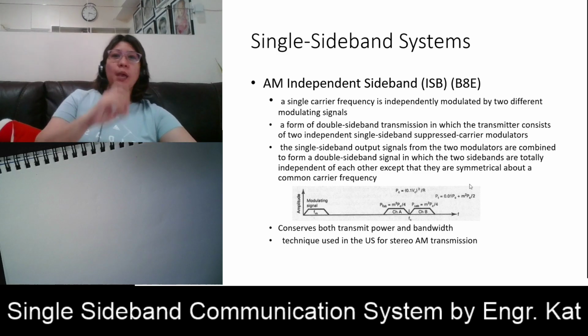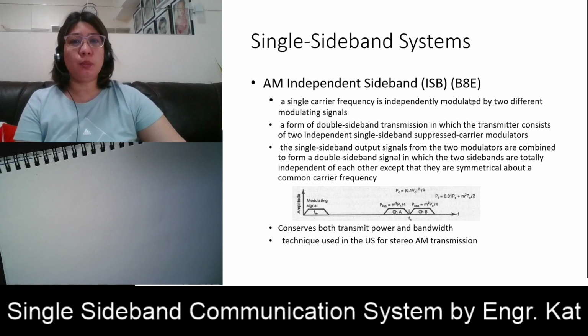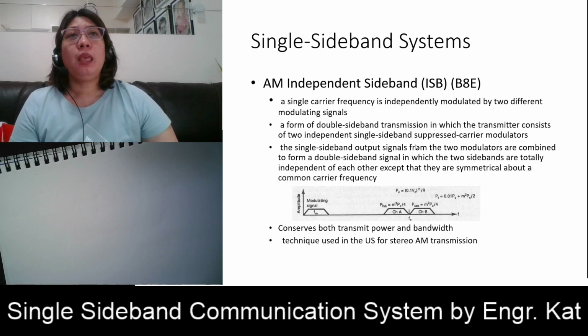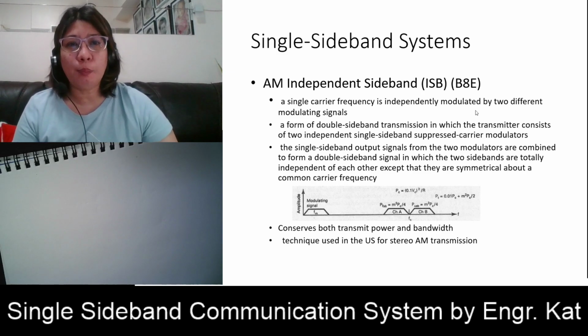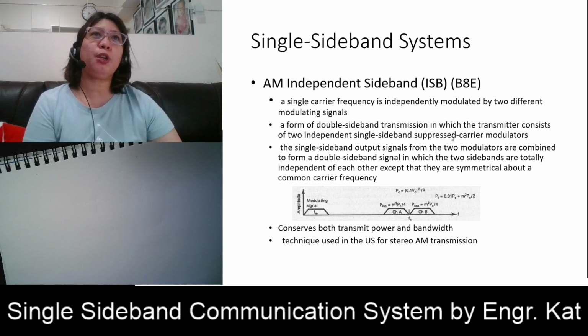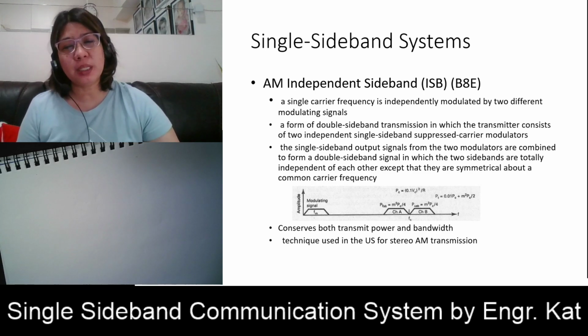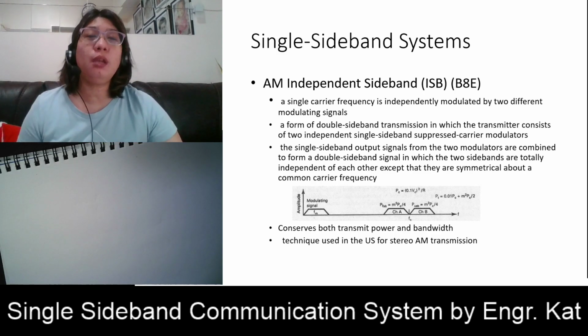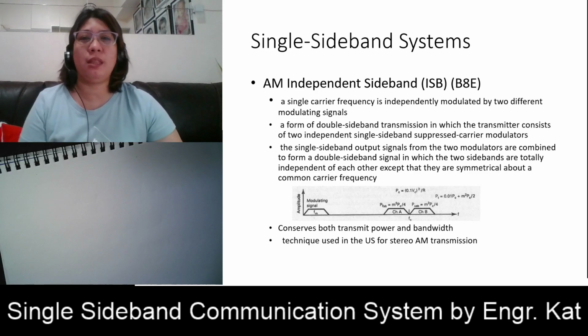So we have here an AM independent sideband, or ISB. So its radio emission is B8E. Okay, so a single carrier frequency is independently modulated by two different modulating signals. Okay, so we still have here a form of double sideband transmission. We still have a lower sideband and an upper sideband. So the difference is that we don't have the same information for both the lower and the upper sideband.